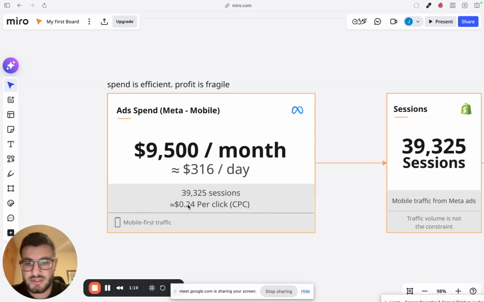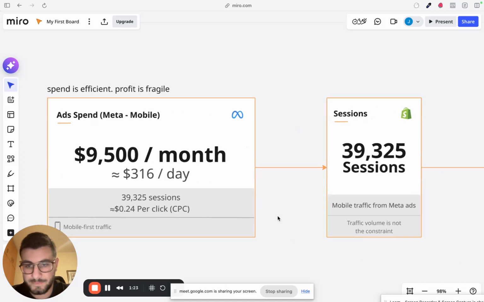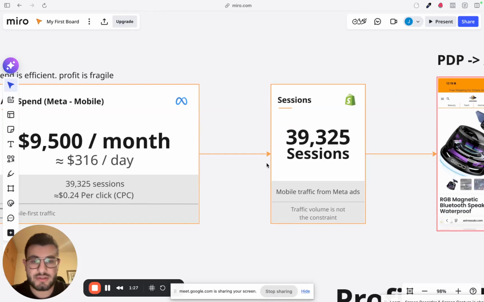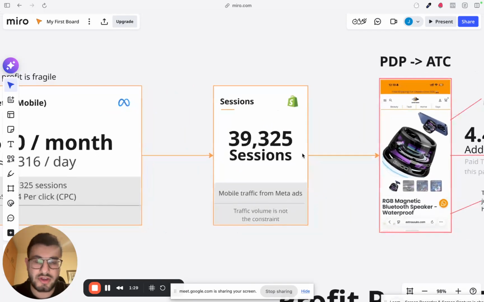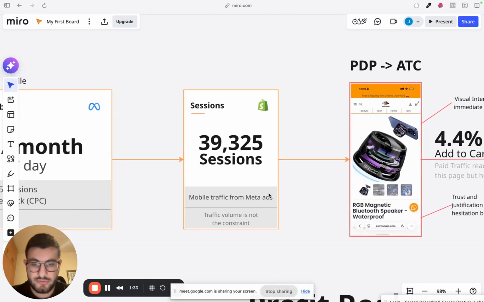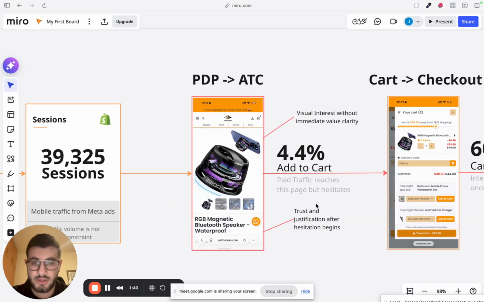Your CPC is 0.24, which is actually good. Now, this ad spend amounts to approximately 39K sessions, which is also fine. So this is mobile traffic from Meta ads. It is not the constraint. Now, moving forward in the funnel, we look at the PDP to add to cart.